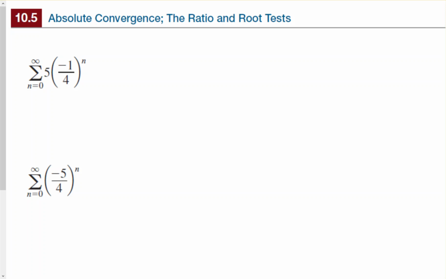So in this section, we're looking at 10.5, absolute convergence, and the ratio and root test. We start off with two examples of some series, and we're looking at whether or not they converge. So for this series on the top, we have n starting at 0. When n is 0, we get 1 times 5. So we end up with 5.